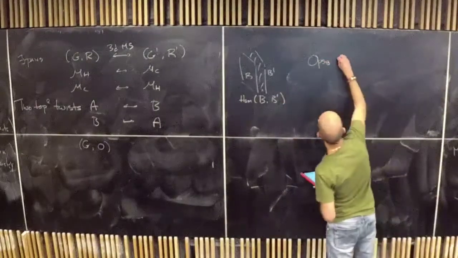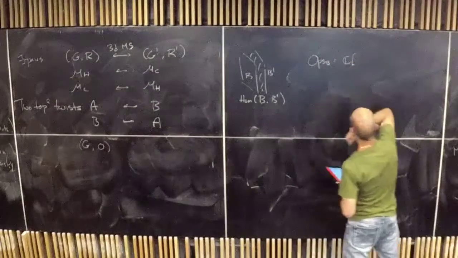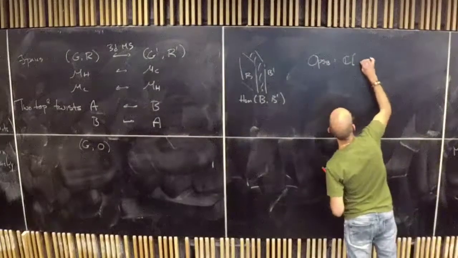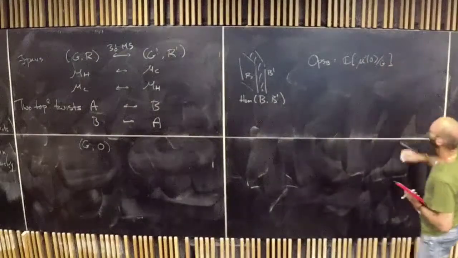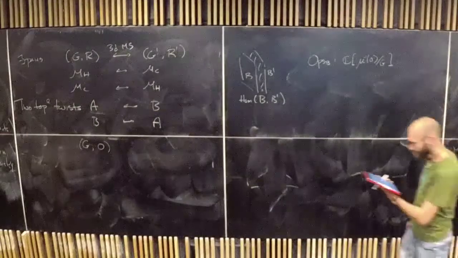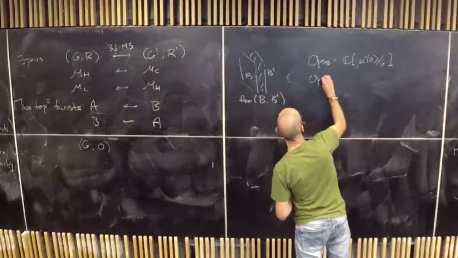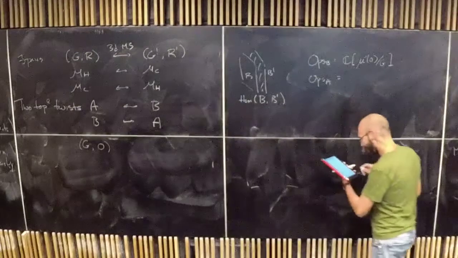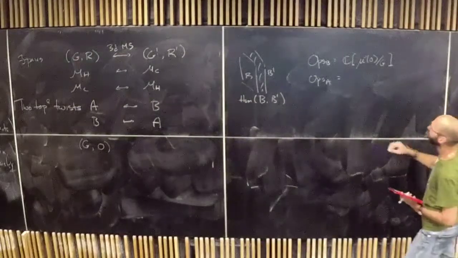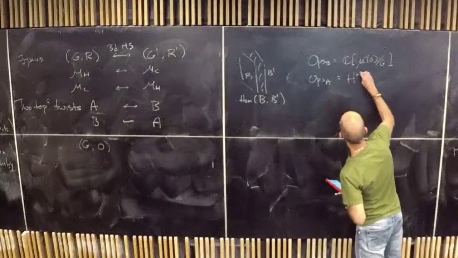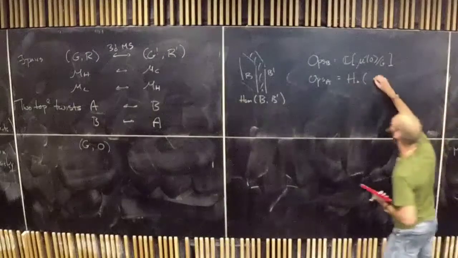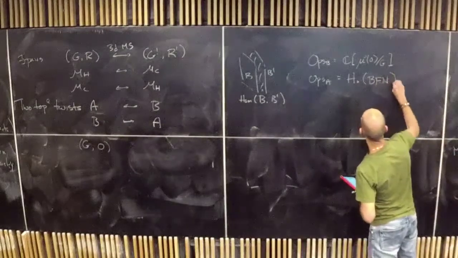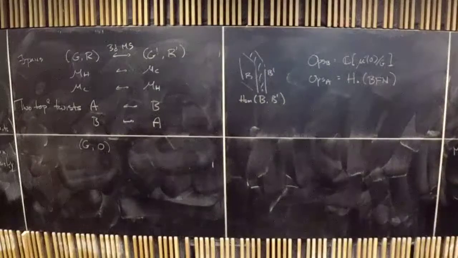Local operators on the B side are just functions on the Higgs branch. Local operators on the A side are given by the BFN construction, for example. They're functions on the Coulomb branch.